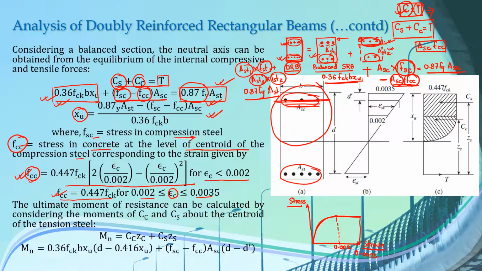Now let us see here. In this formula, we know how to calculate fsc also and fcc also. fsc is given by epsilon sc into Es, as we discussed in our previous slide. fcc is given by this formula here. Now finally, we can calculate the moment of resistance of our beam, and that is calculated by considering the moments of Cc and Cs about the centroid of the tension steel. The same thing here, force into lever arm.